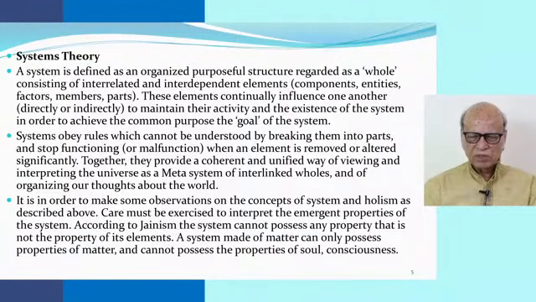According to Jainism, the system cannot possess any property that is not the property of its elements. The system cannot have anything new. It will have only those properties or those things which are possessed by the elements, or by the components. So a system made of matter can only possess properties of matter, and it cannot possess properties of any other substance like soul or consciousness. So any system made up of matter cannot have the properties of soul, which is another substance.